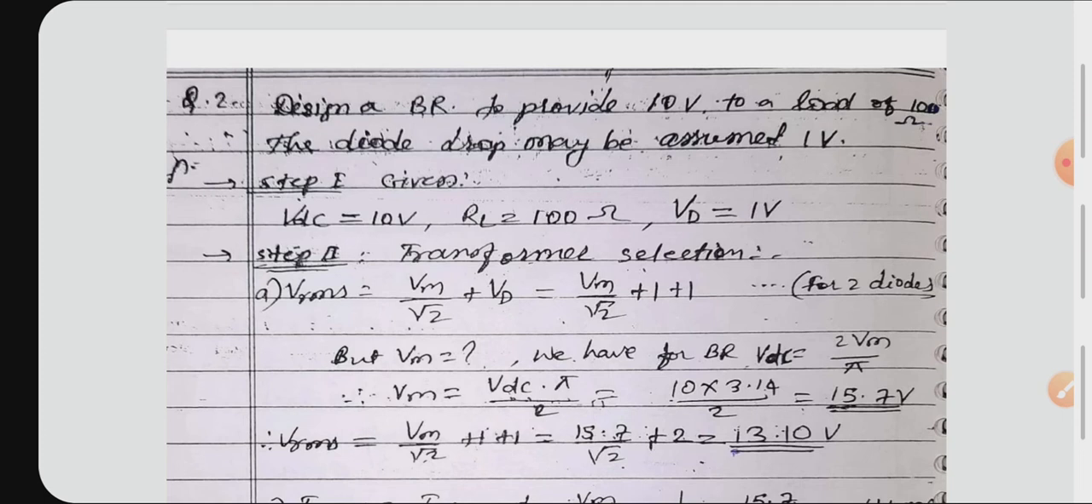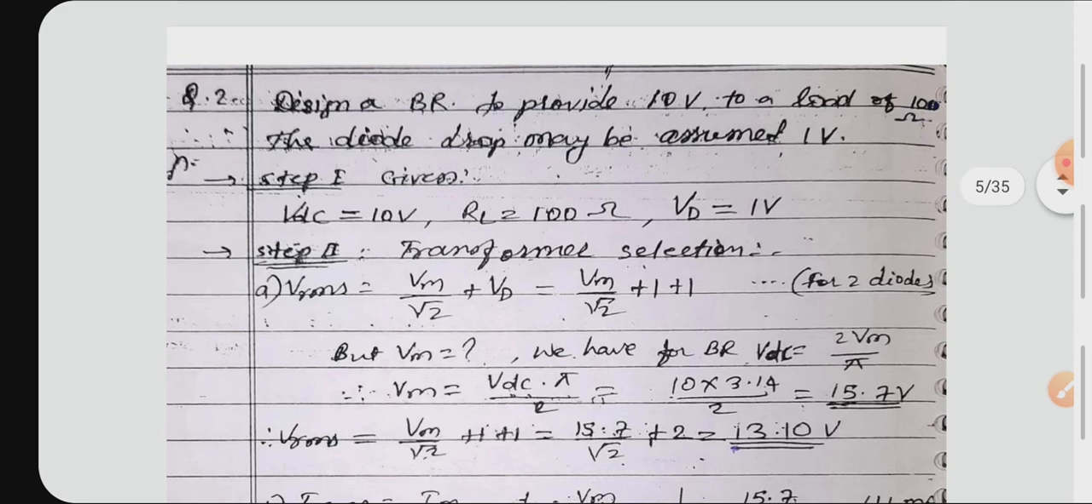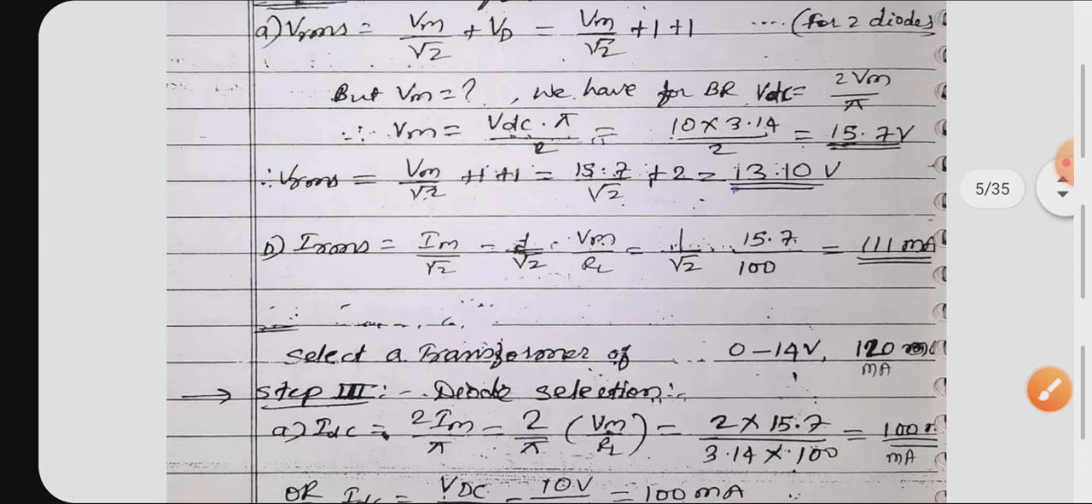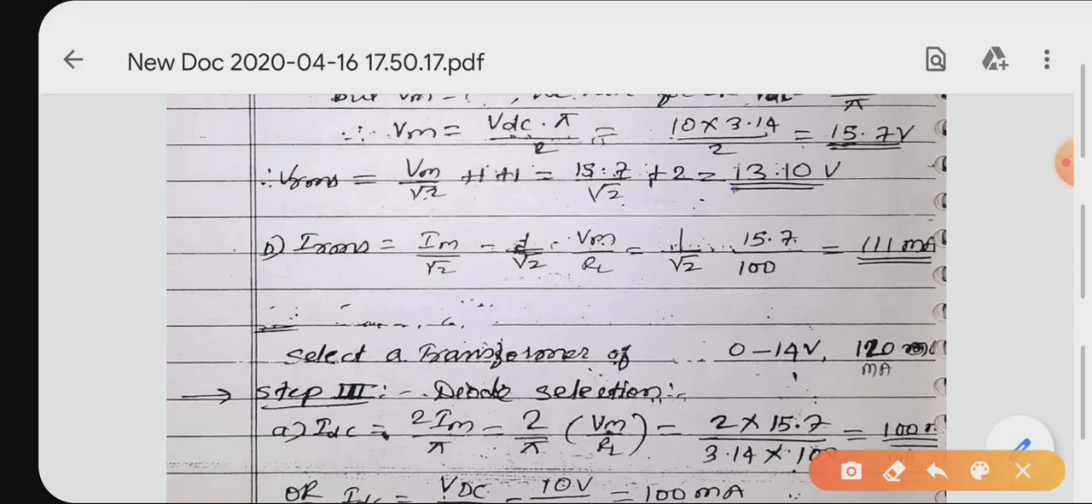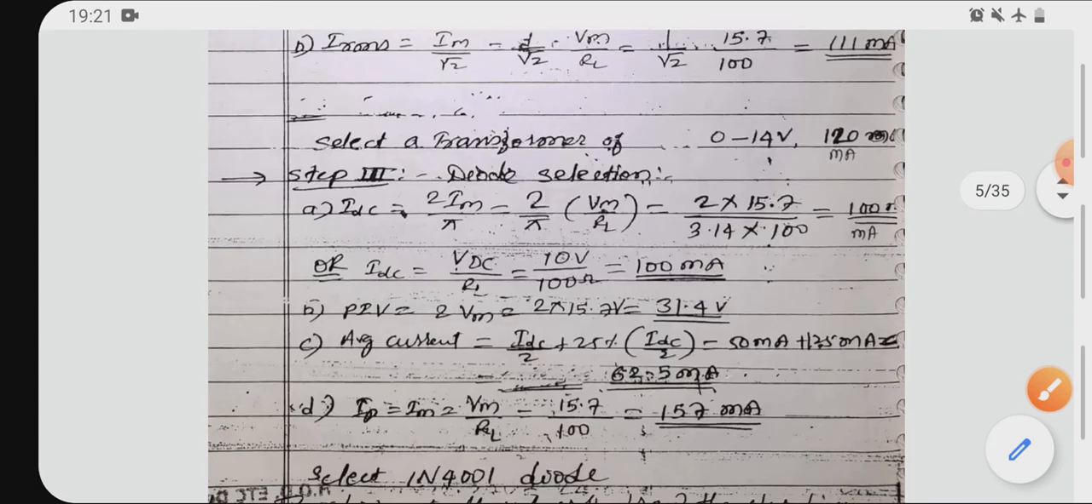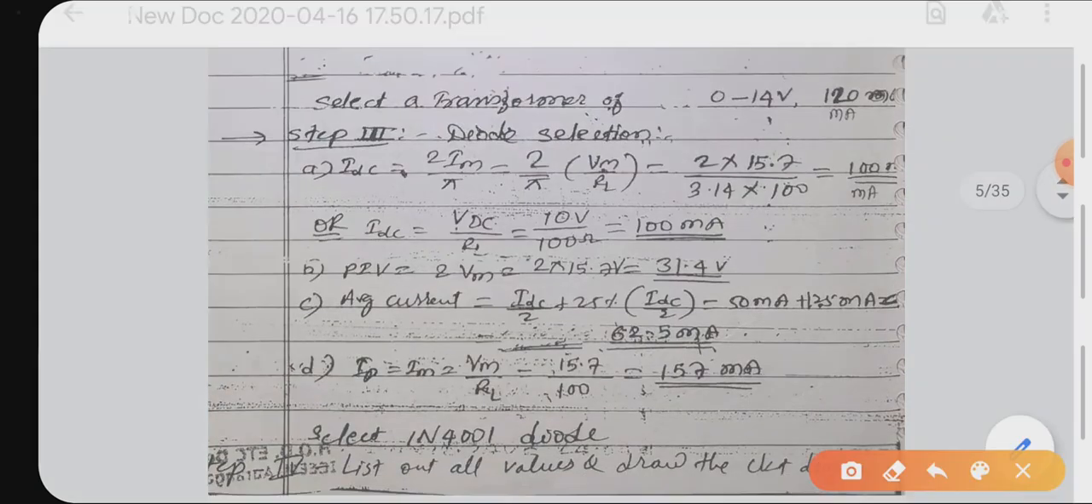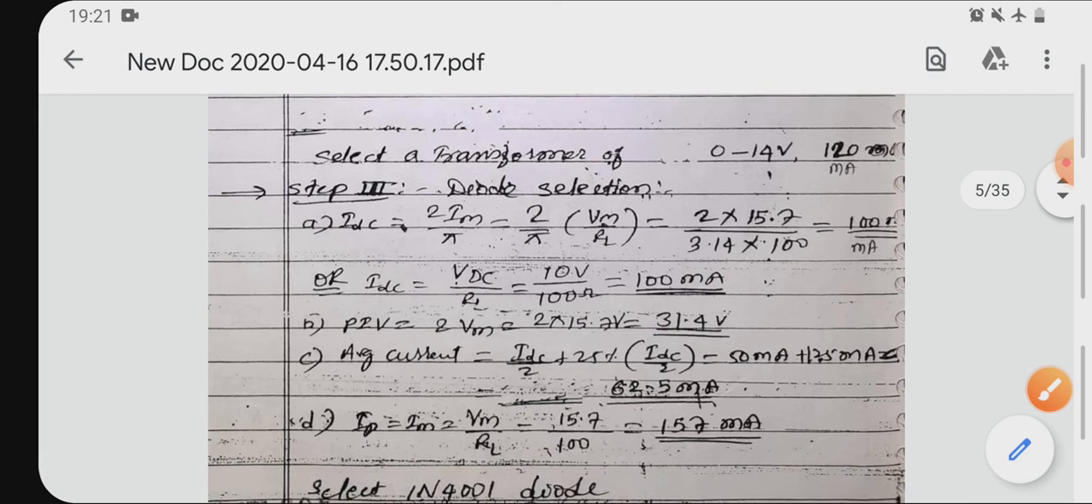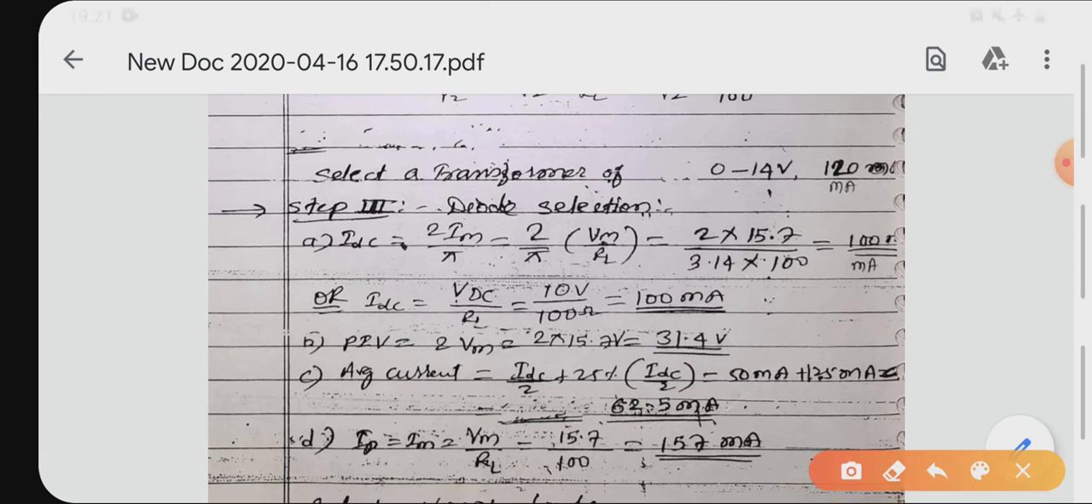So again, second step, you have to calculate the transformer ratings VRMS and IRMS as we have calculated in the previous problem. Just calculate VRMS and IRMS and write down the transformer ratings. So here there is no center tap transformer, right? So you can write down the rating like this: 0.14 volt, 120 milliampere.